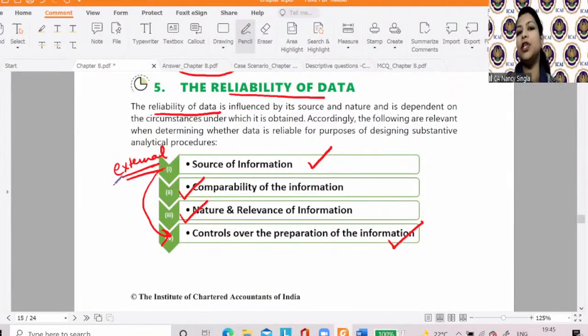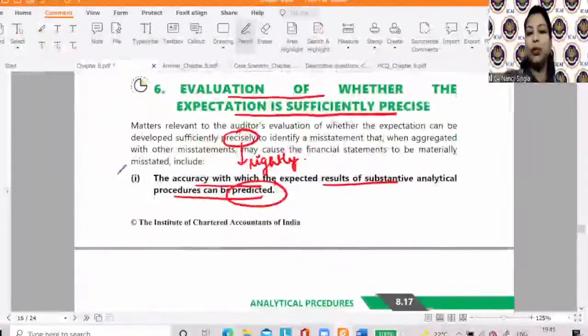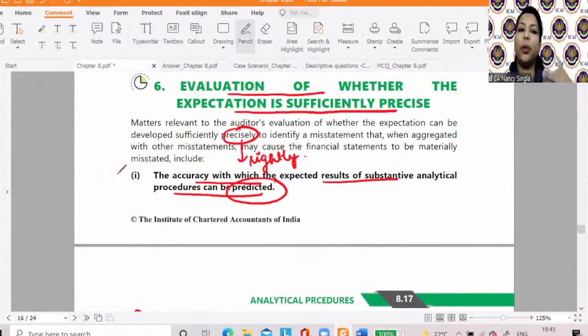Nature and relevance में we saw the example of budgets. That budget should be based on what? Expectation, not the goal. Why? Because the goals are aggressive. ठीक है. Budgets are more realistic. So evaluation, whether you can develop an expectation sufficiently precisely, that is correctly, आ भी सकता है नहीं.